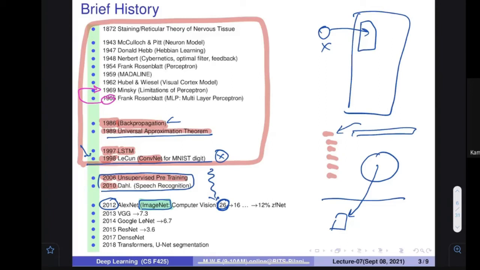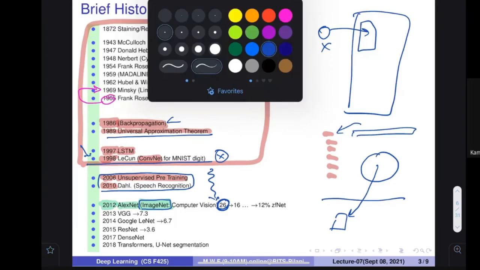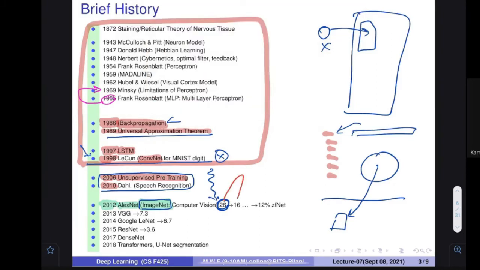Suddenly, a very big thing happened in 2012. Alex Krizhevsky proposed a model called AlexNet, and this reduced the error from 26% to 16% on that particular task. We will also discuss this in more detail in later classes. Earlier, the error was 28%. Okay, earlier the error was higher.